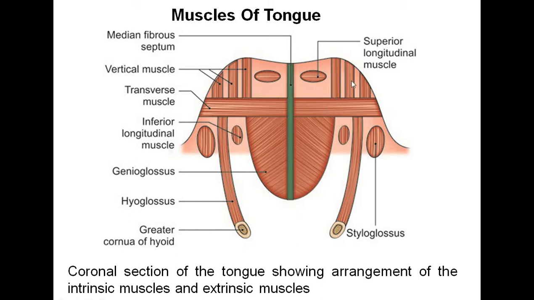The vertical muscles occupy the peripheral aspect at the borders of the anterior part of the tongue, the contraction of which will make the tongue broader and flatter in nature. So these are the intrinsic muscles.